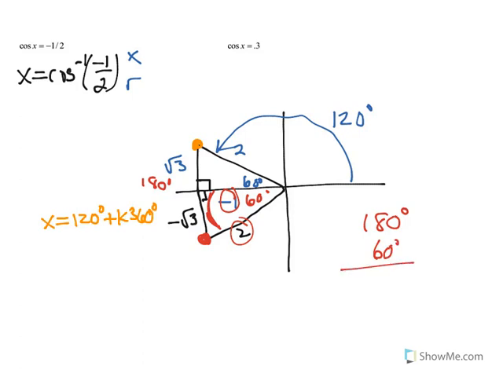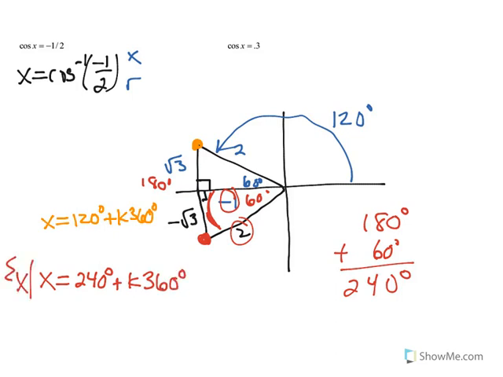So that should be 240 degrees. So our other solution point for angle x would be at 240 degrees plus multiples of 360. And those would be our two solution sets.